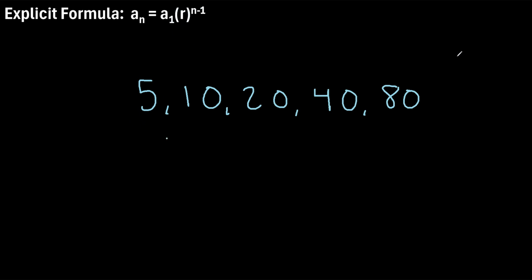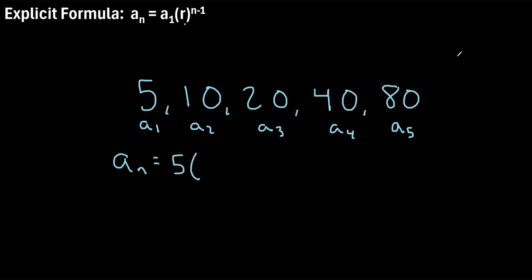So to write an explicit formula for this sequence right here, we can say a sub n is equal to, now a sub 1, that would be this first value in the sequence. So this 5 right here. So a sub 2 would be the next value, then a sub 3, a sub 4, a sub 5. So we could label them in this way. So the first thing that we need to write is a sub 1, which is just this 5 right here. So we'll say 5 times r.